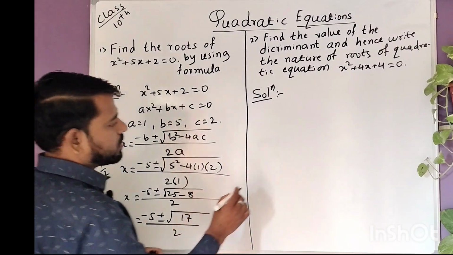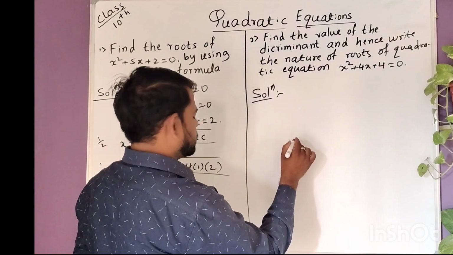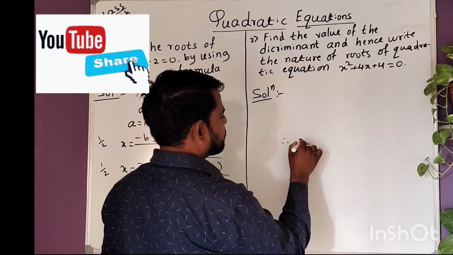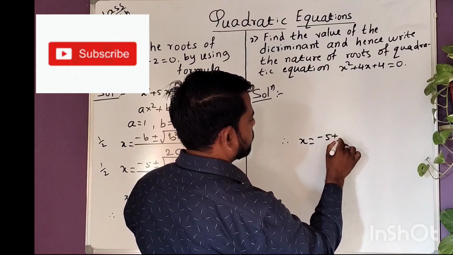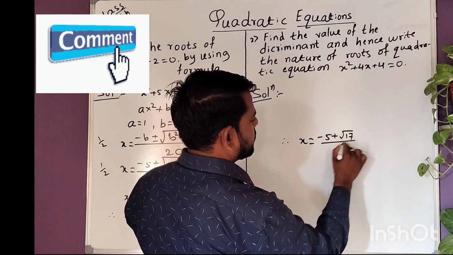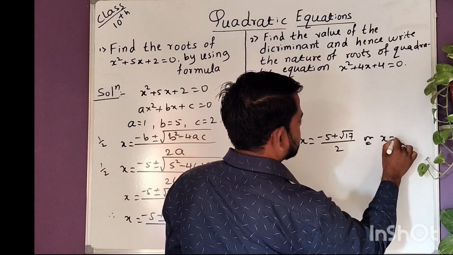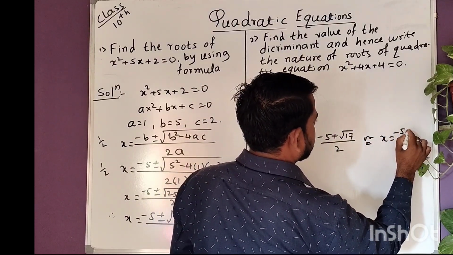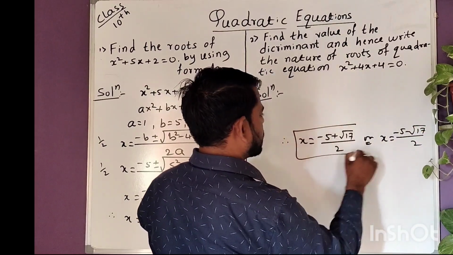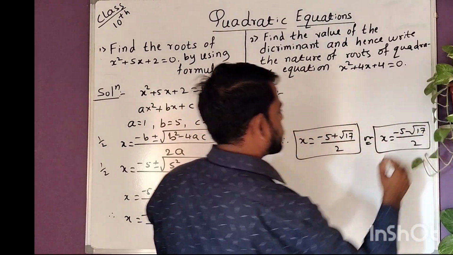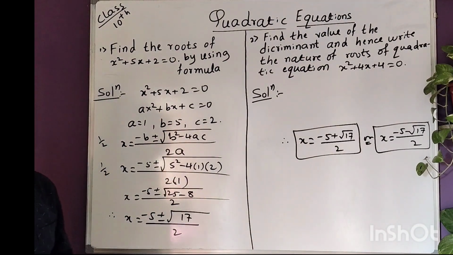Now the roots of the equation are x is equal to minus 5 plus square root of 17 by 2, or x is equal to minus 5 minus square root of 17 by 2. So these are the two roots of this quadratic equation. For this you get 2 marks.